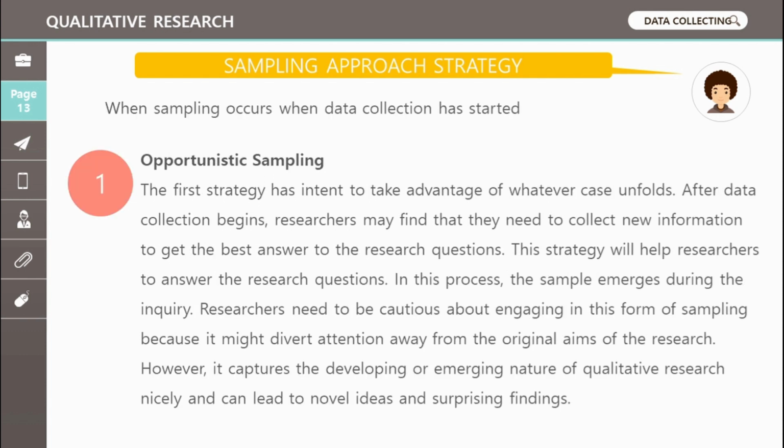When sampling occurs when data collection has started, there are 3 strategies that can be chosen. The first strategy is opportunistic sampling. This strategy has the intent to take advantage of whatever case unfolds. After data collection begins, researchers might find that they need to collect new information to get the best answer to the research questions. This strategy will help researchers to answer the research questions. In this process, the sample emerges during the inquiry.